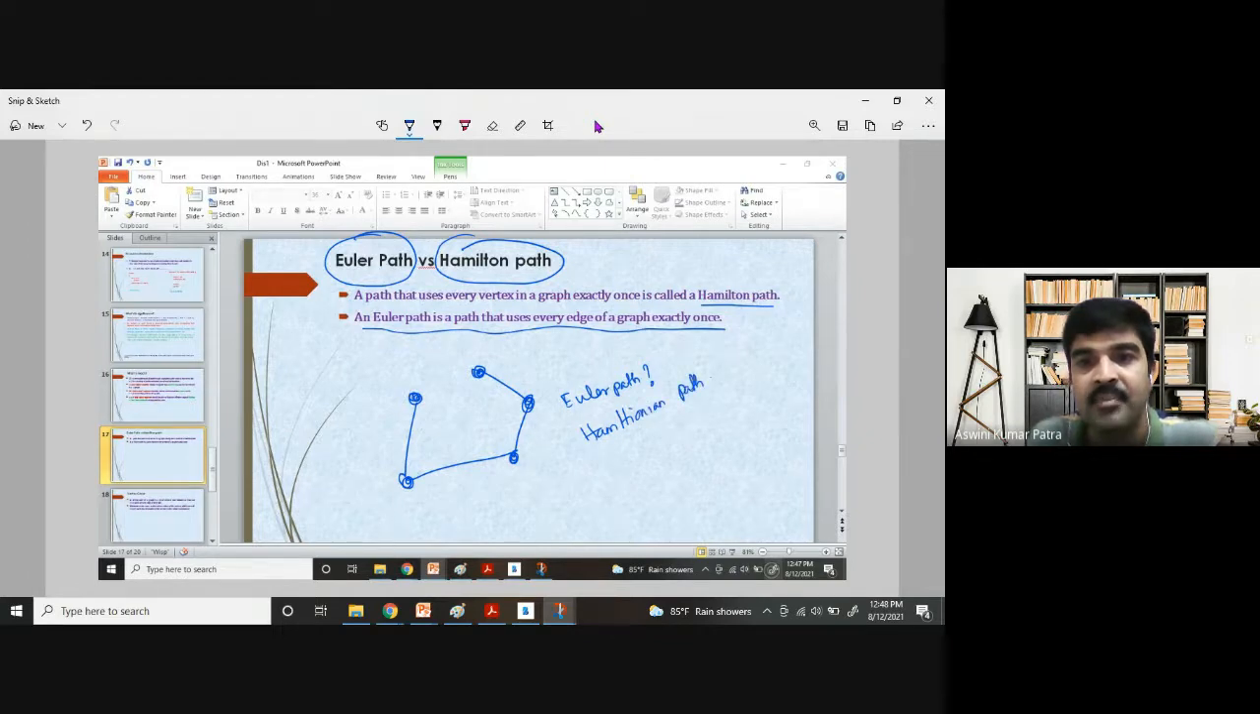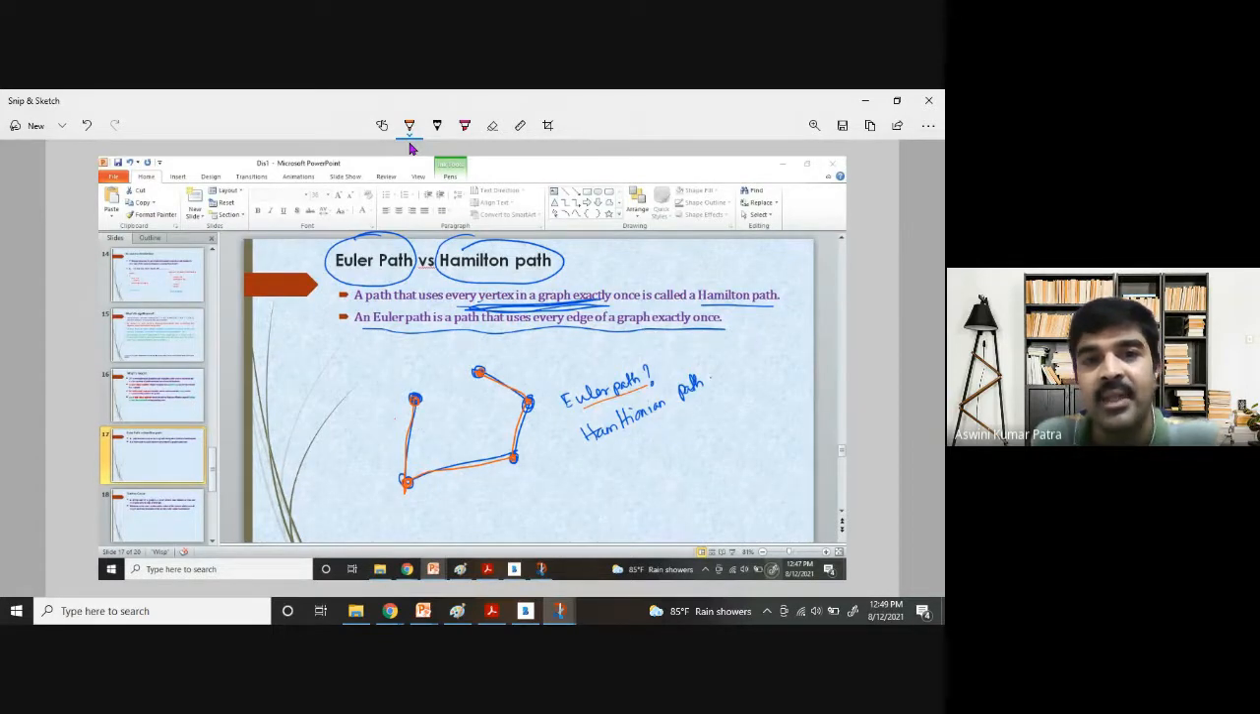A path is something where we start from one place and reach another place. Euler path means you have a path that uses every edge in a graph exactly once. So we can go from here to here, exactly once, from here to here, from here to here, right? So this has an Euler path.